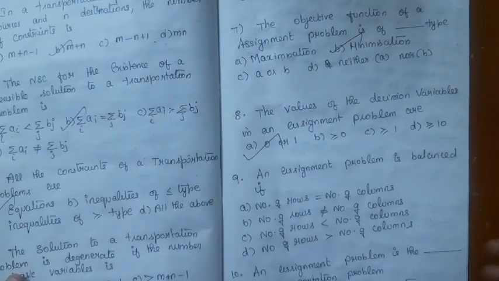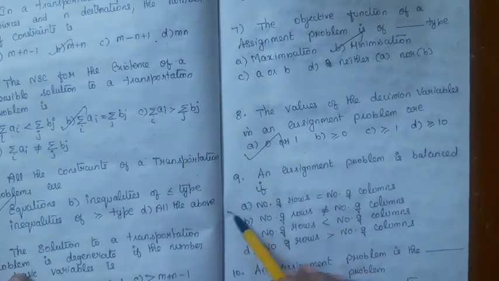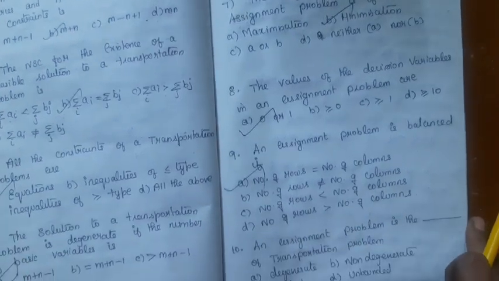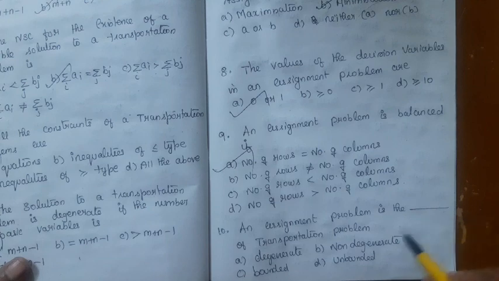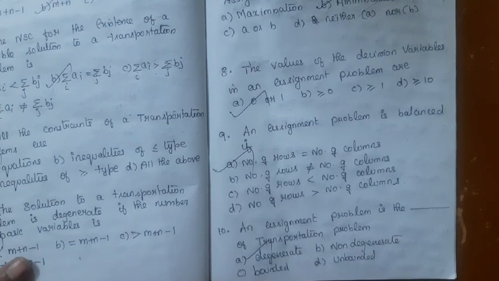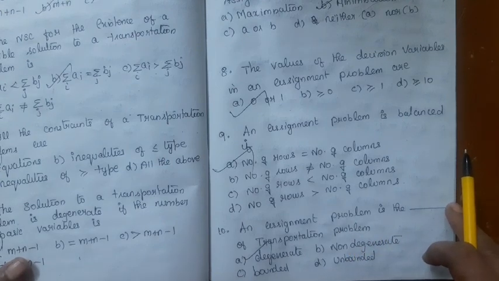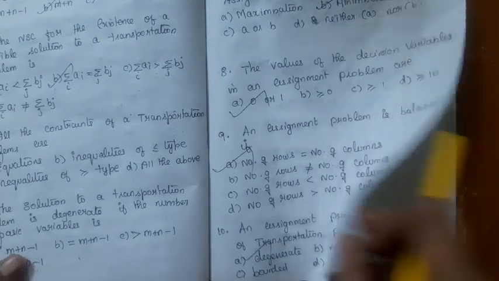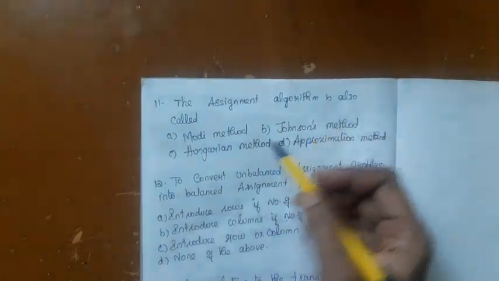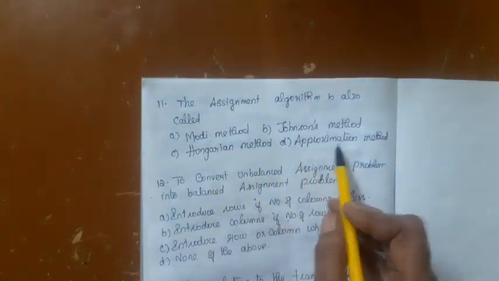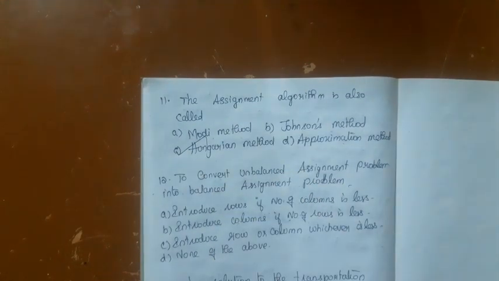An assignment problem is balanced if the number of rows is equal to the number of columns. An assignment problem is a degenerate form of transportation problem. The assignment algorithm is also called the Hungarian method.